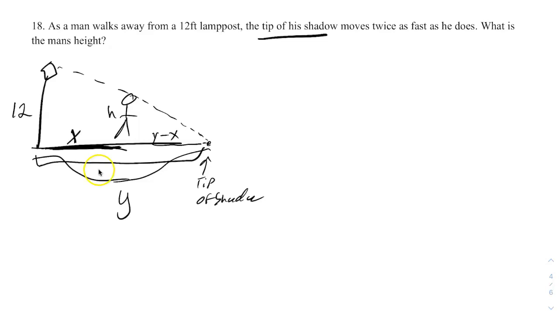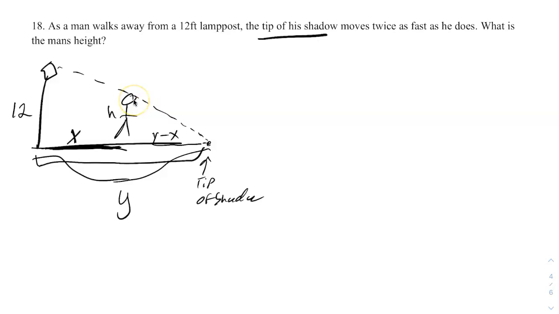Because we still have to do a proportion. If this whole thing is y and this is x, how much is this? Well, you just subtract it from the whole. It's like this is 10, this is 4. How do you find this? 10 minus 4 is 6. Same idea. This is y and that's x, so do y minus x.